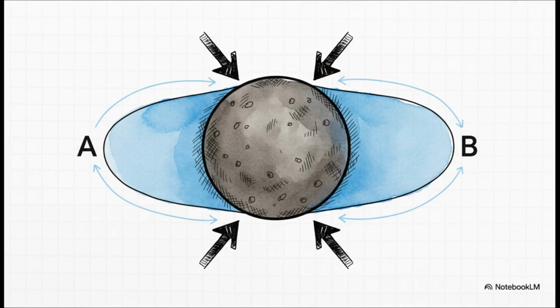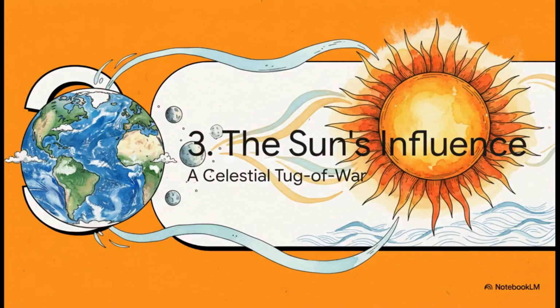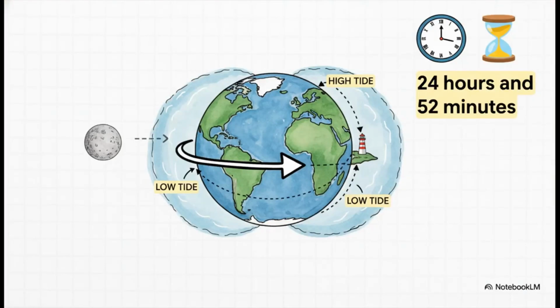2 bulges. Of course, Earth does not exist in a simple two-body system. We must now account for the influence of the sun. As the Earth rotates, a point on its surface passes through both of these tidal bulges. However, the moon is also orbiting the Earth in the same direction. This means the Earth must rotate a little extra each day to catch up to the moon's new position.